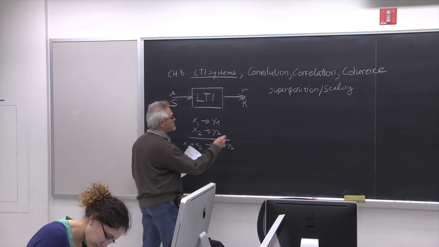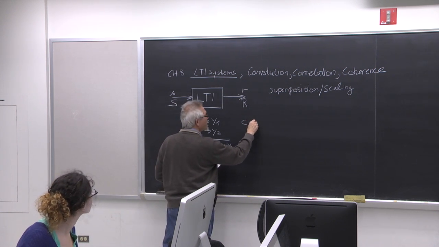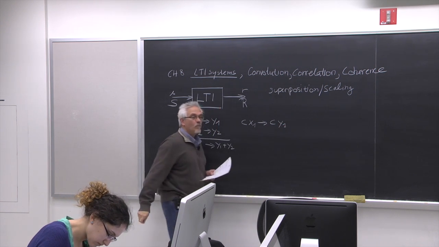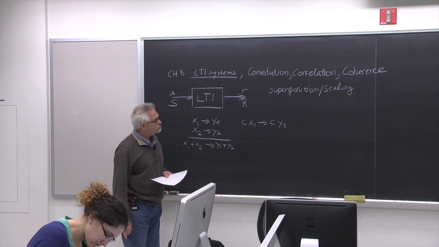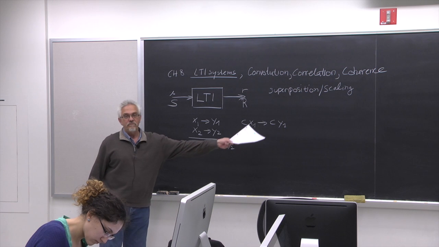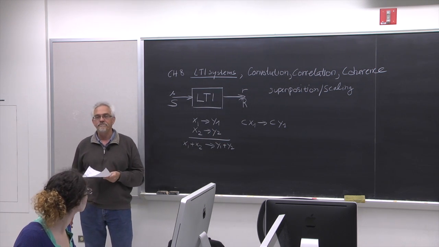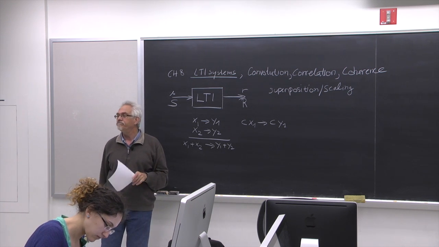And scaling is related to this, of course. If I have some constant times x1, it will give me some constant times y1 as output. That's called scaling. And if the system obeys these two rules, it's linear. If it violates any of them, it's nonlinear.